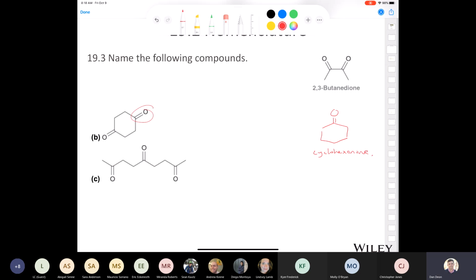Now, if we have two carbonyls like this, there are a number of possibilities, right? We could have them like this. We could have them opposite in the 1,4 position, or we could have them like this in the 1,3 position. And so locants are going to be important in this name. So we're going to call this 1, 2, 3, 4. And so this molecule would be 1,4 cyclohexane dione.